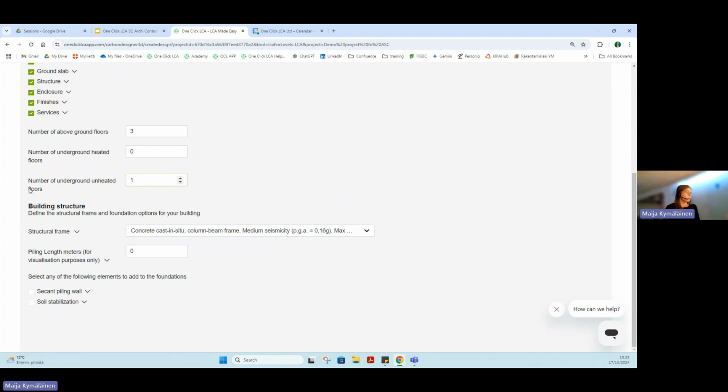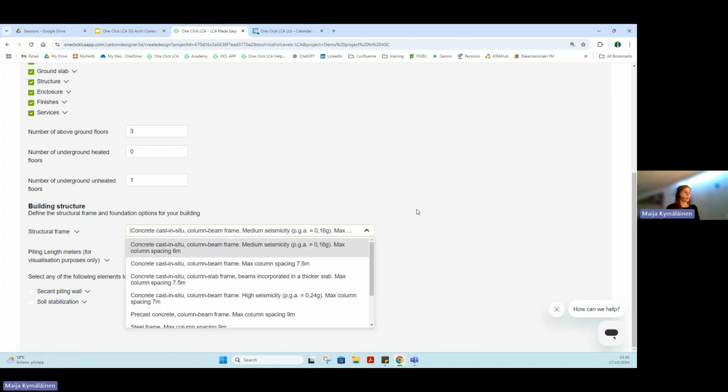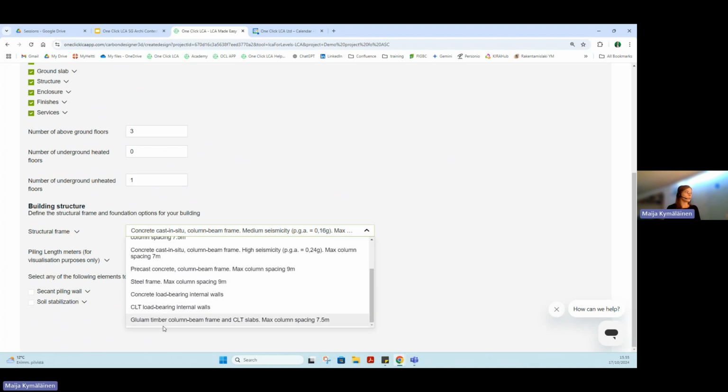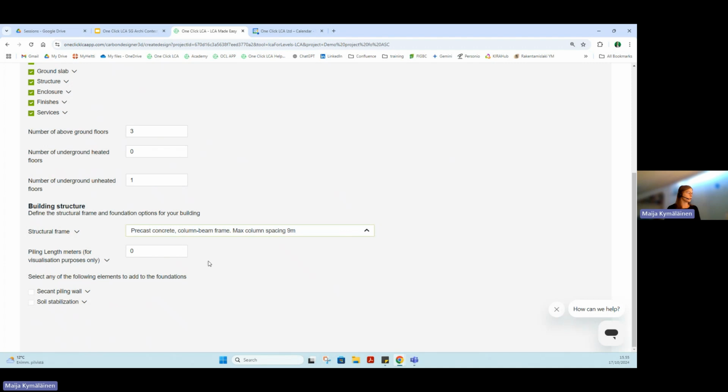And then building structure. So here you need to choose what kind of structure your building has. So is it cast in situ concrete, column beam frame, different column spacings, seismicity factors, and then you have also precast concrete and all these other different options. So we are choosing a precast concrete.